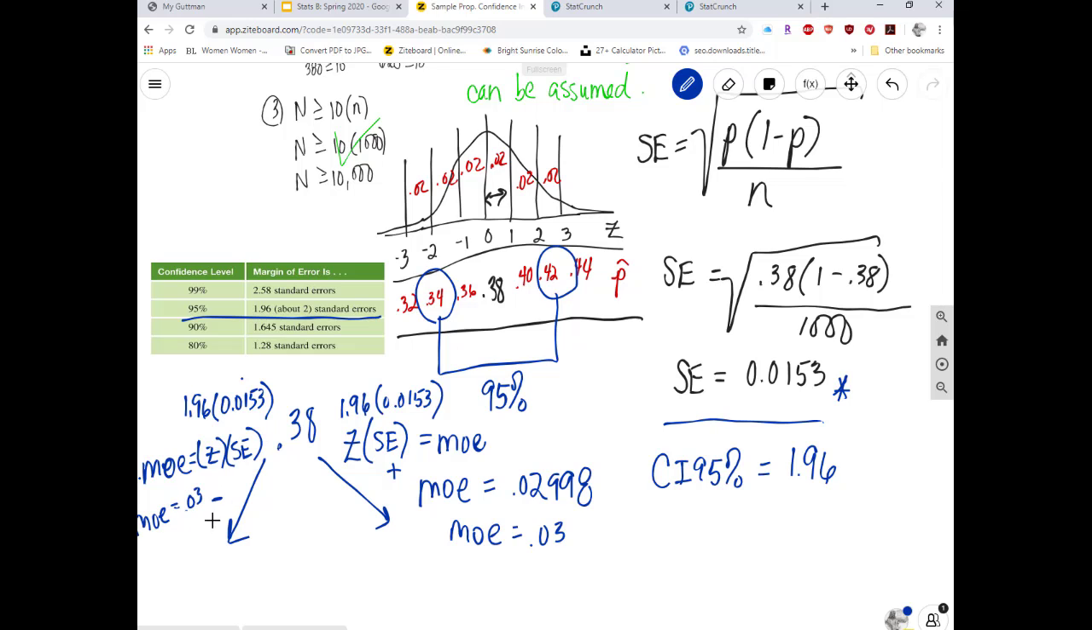on this side, I'm going to subtract it, and on this side, I'm going to add it to 0.38. So here, I'm going to have 0.38 plus my MOE, which is 0.38 plus 0.03, and I'm going to get 0.41, and that is my upper bound.